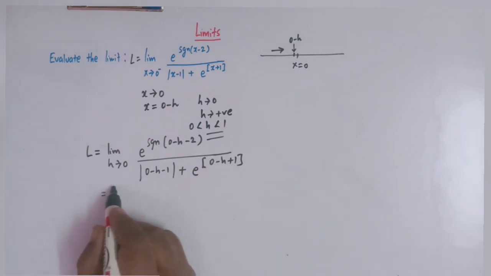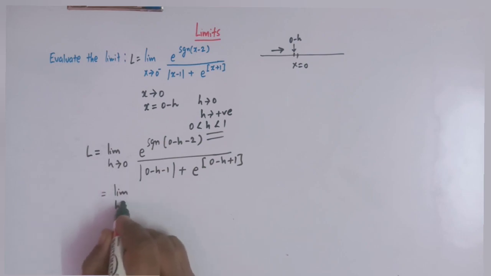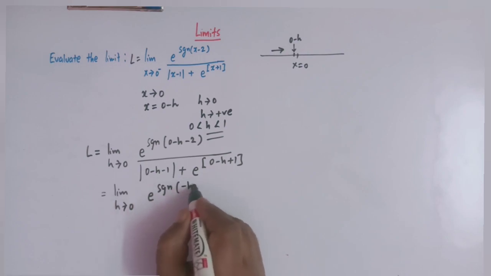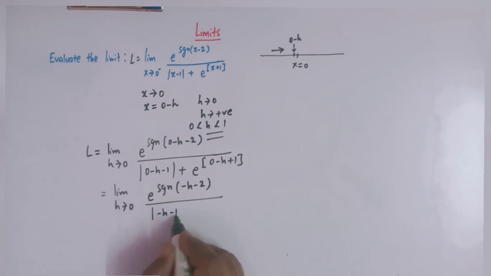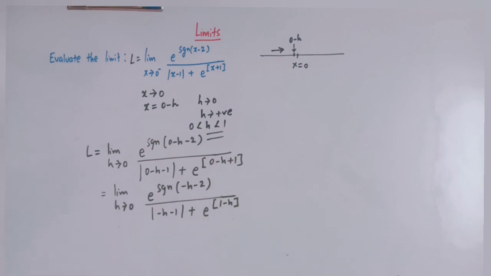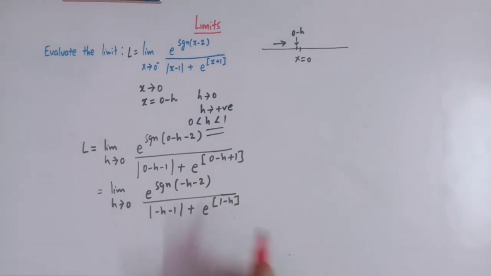Now we can simplify it. This is limit h tends to 0 of e raised to signum of minus h minus 2, divided by mod of minus h minus 1, plus e raised to greatest integer of 1 minus h. From this step we'll apply the definition of signum function, and then the definition of greatest integer function.